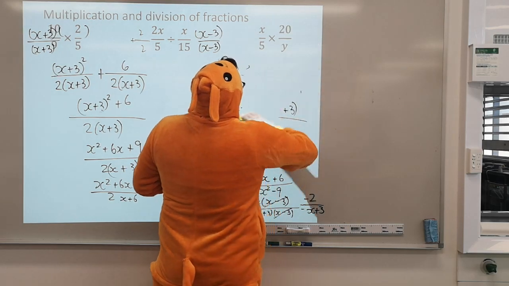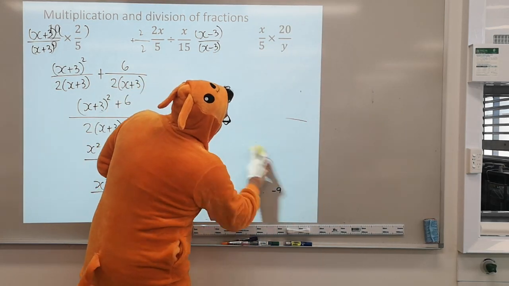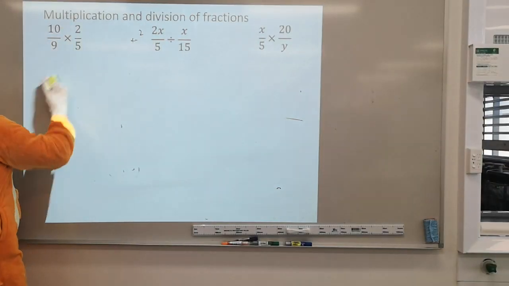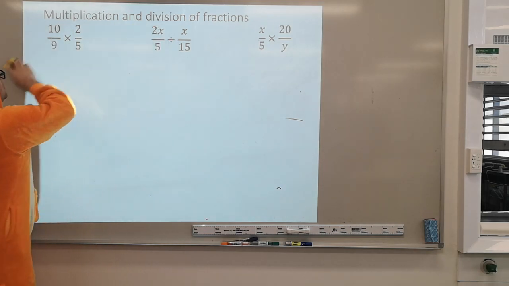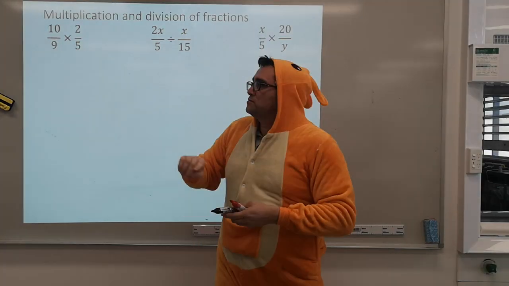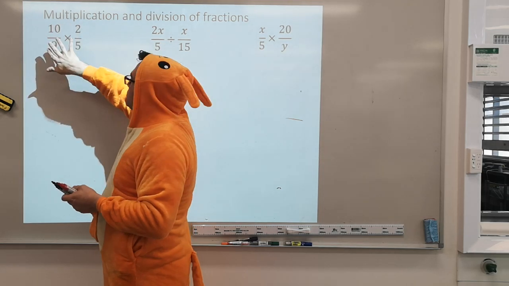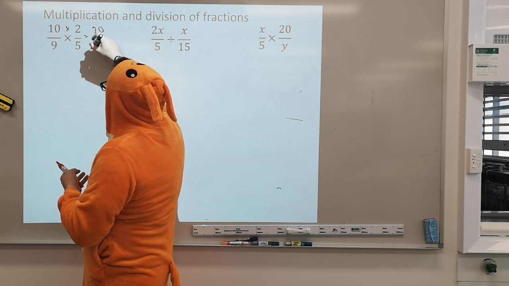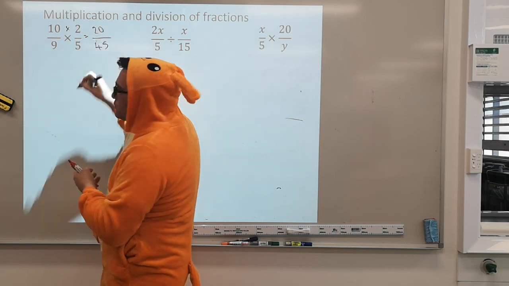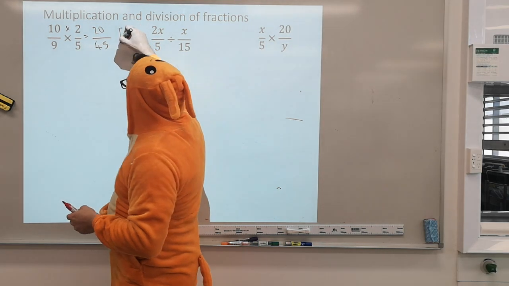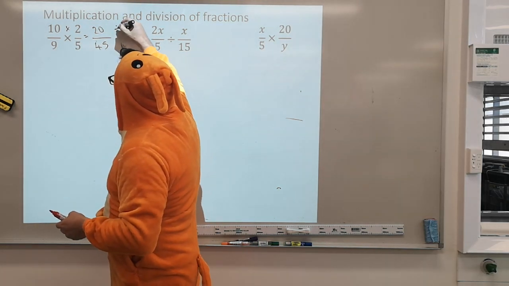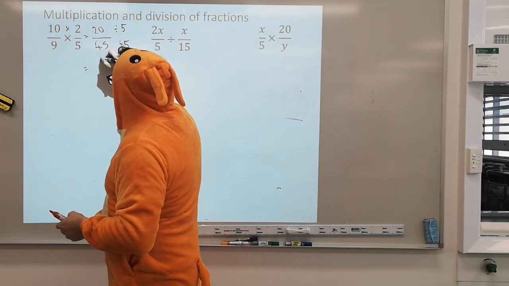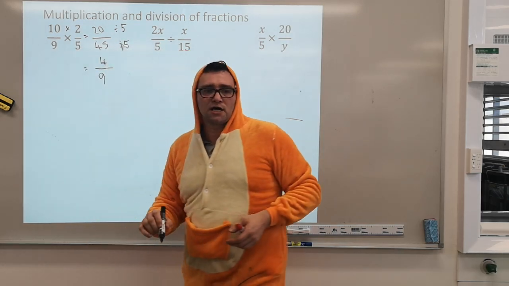Next, we're going to look at our multiplication and division. Okay, so going back to our original numbers, we would multiply numerator, multiply denominator. 10 times 2 is 20. 9 times 5 is 45. Simplify, we'll divide our top and bottom by 5, so 4 on 9.